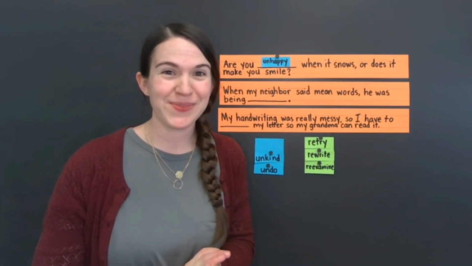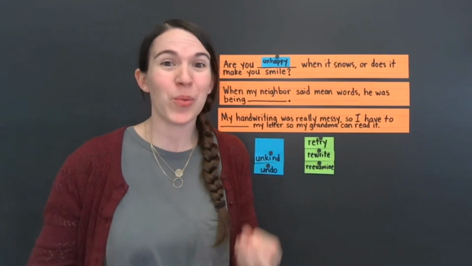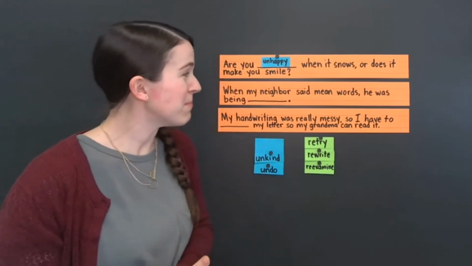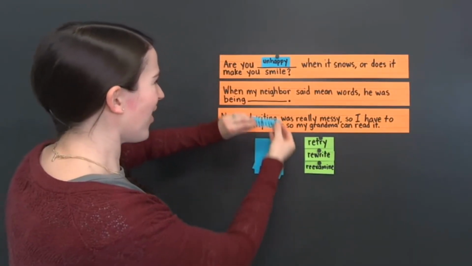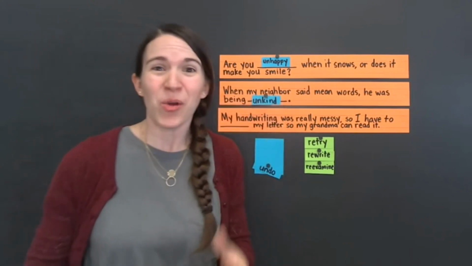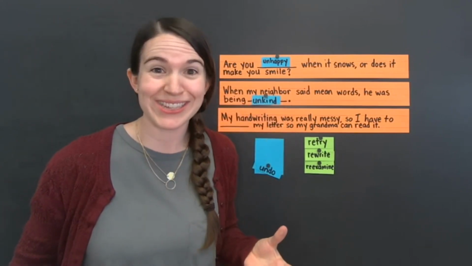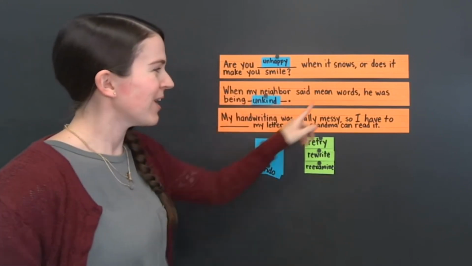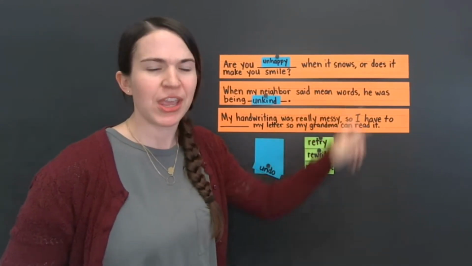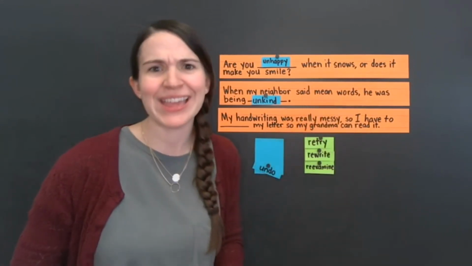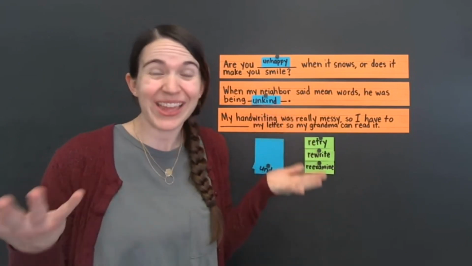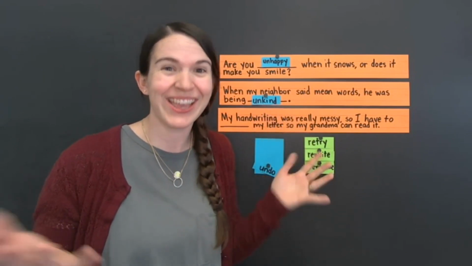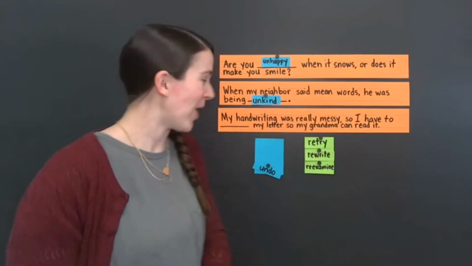Do you know? Let's read the sentence together with the missing word. When my neighbor said mean words, he was being unkind. What clue did you notice in that sentence? I noticed mean words. If you're saying mean words, that is not nice, which is what unkind means. That's why it fits in our sentence. Let's move on to the last one.